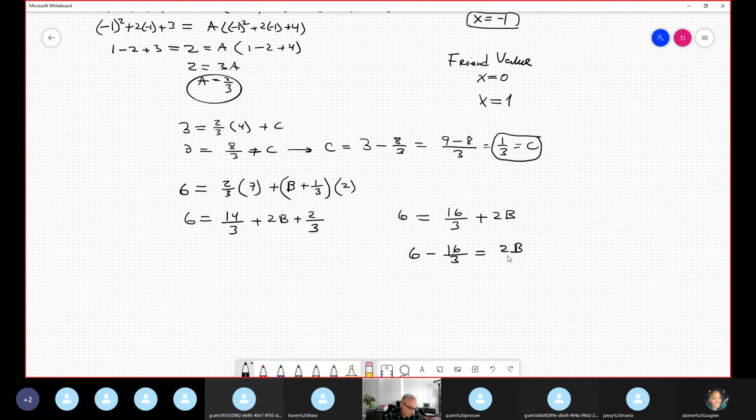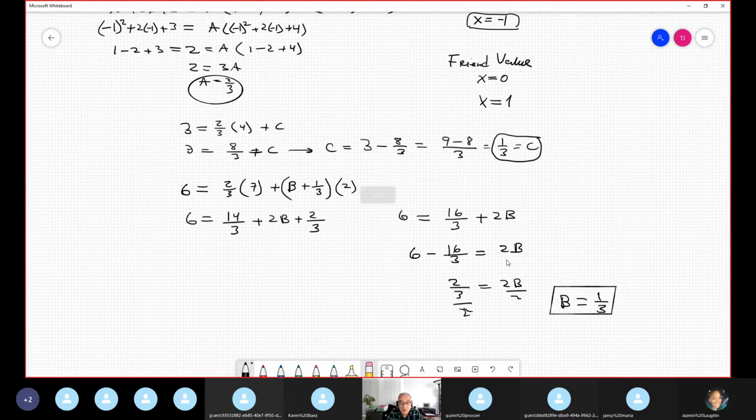This is 18. This is 2/3. Equal to b divided by 2 on both sides. You divide by 2 on both sides. Es obvio that b is 1/3. I finished. I have every value of the solution.